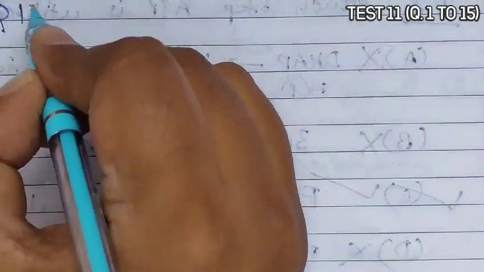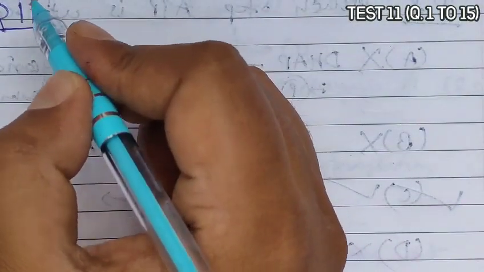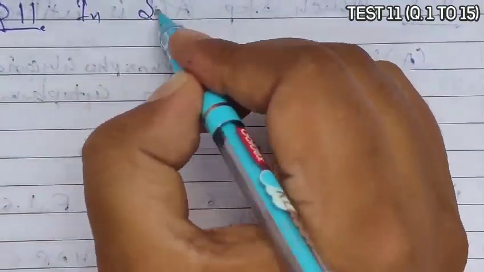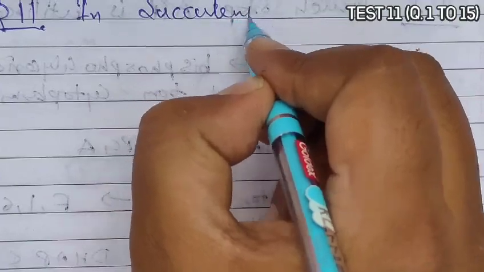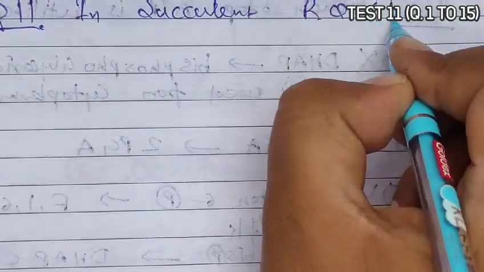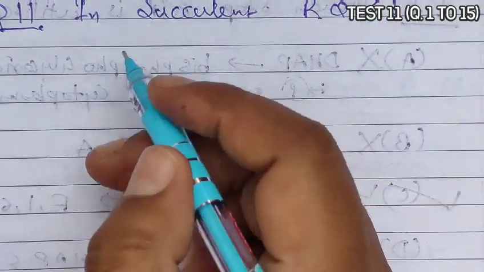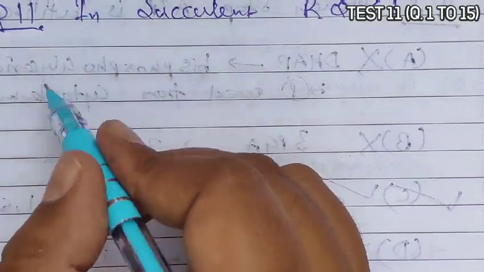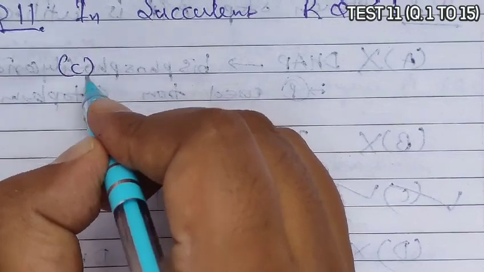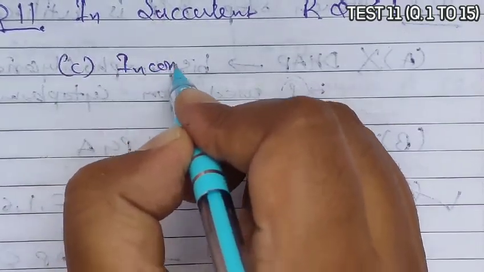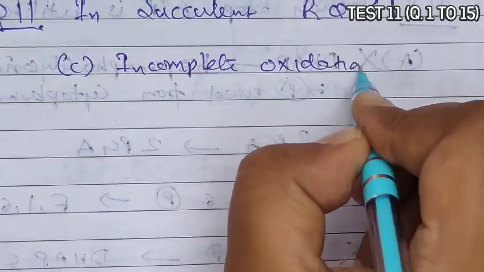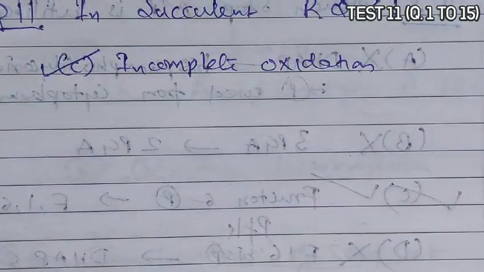Next is question 11. Question 11 asks that in succulent respiratory quotient is always less than 1. Why? Because in succulent the breakdown of oxygen occur incomplete. So option C is correct answer, that is due to the incomplete oxidation. So C is the correct answer.